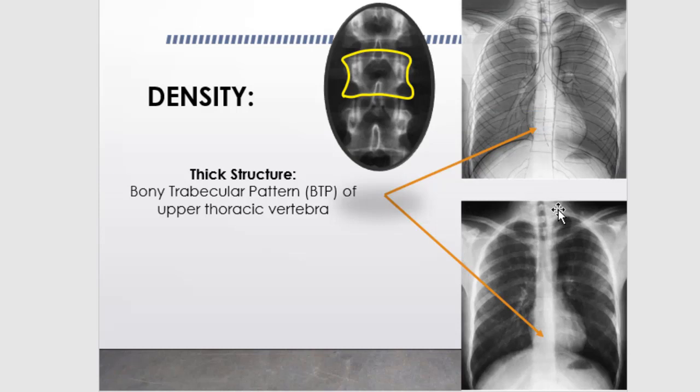So in summary, to determine whether exposure factor is optimum or not, you need to check contrast and density. For contrast, you need to check thin and thicker structure. For density, you need to check thick and thin structure. For contrast, you need to check the BCO. For density, you need to check the BTP. What is BCO? The outline of the cortical bone. What is BTP? The pattern of the bony trabecula. So in simple, BTP means inside, BCO means outside.